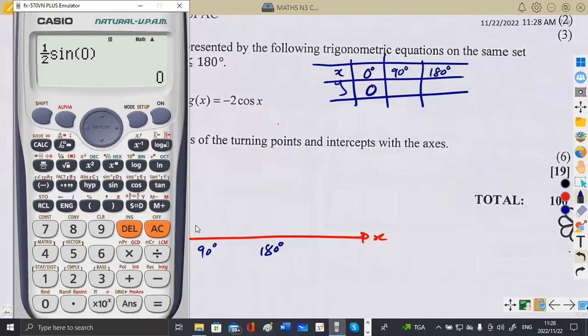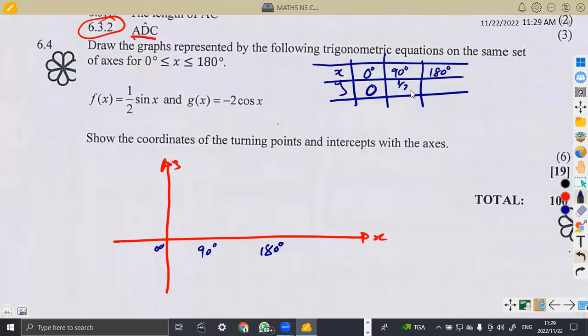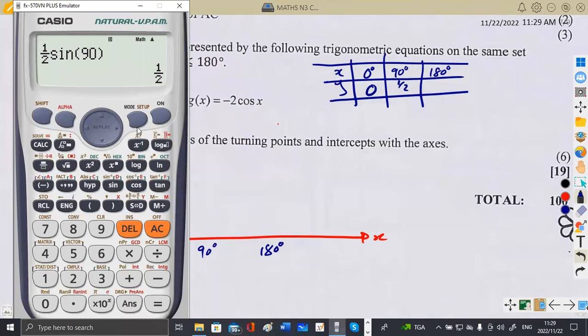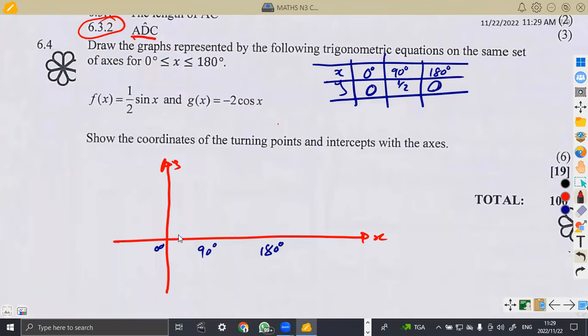We move on, half sine 90, we just have to substitute this time. Here there's a 90, so we're going to obtain a half. Then we've got half sine 180, that one is 180 here. All right, that's a 0. Which means this graph can actually go from 0 to half. Let's say it's a half here. So that's 0, 90 versus 180, so it was just supposed to be like this from 0 to 180. Okay, so this is the graph of y equal to half sine x for f of x.